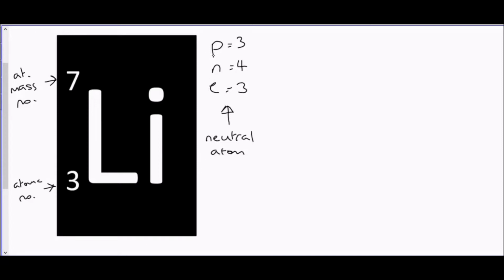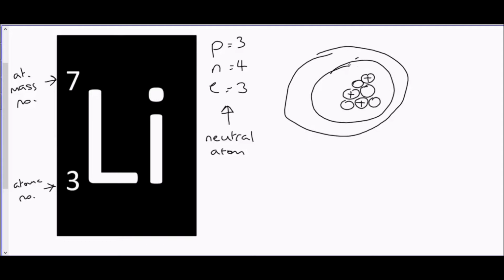Okay, so carrying on. I've just written quite neatly here, protons, neutrons and electrons in a neutral atom of lithium. So if we were to draw a diagram of what that might look like, in the nucleus we would have 3 protons and 4 neutrons. So 1, 2, 3, and 1, 2, 3, 4 neutrons. Surrounding the nucleus we would have 3 electrons existing in the first and second shells.